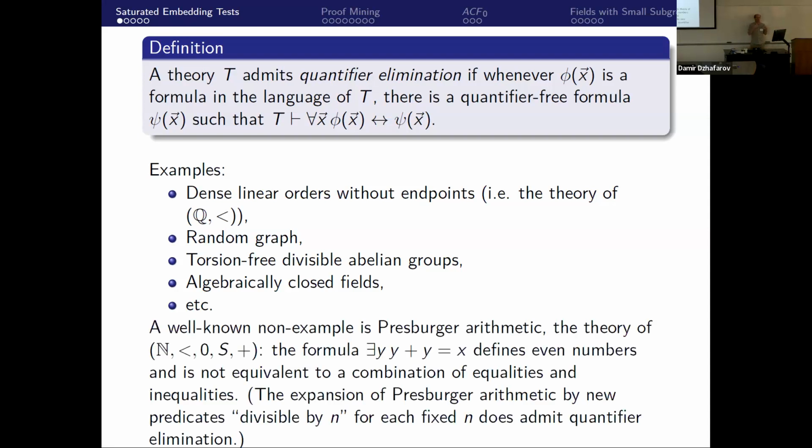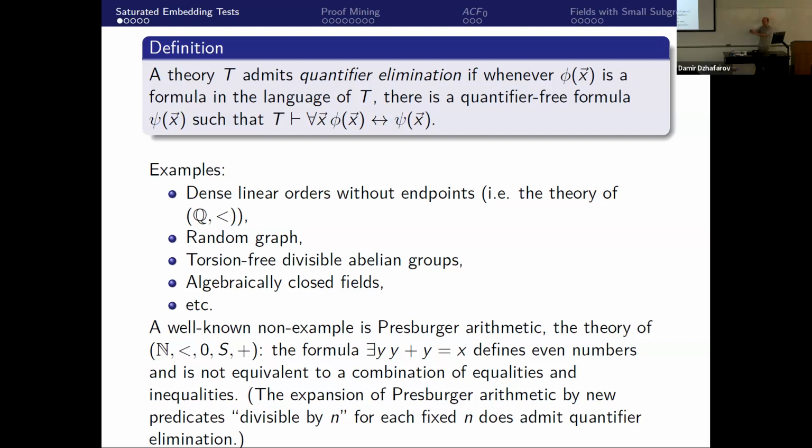Maybe the best known non-example is Presburger arithmetic. So this is arithmetic in the language with just less than, zero, successor, and plus. Maybe the best known example of a theory without quantifier elimination is Peano arithmetic, but Presburger arithmetic is a more informative example.